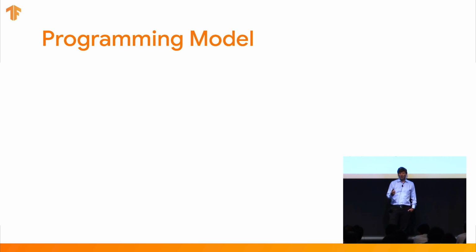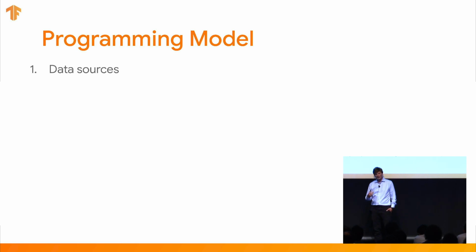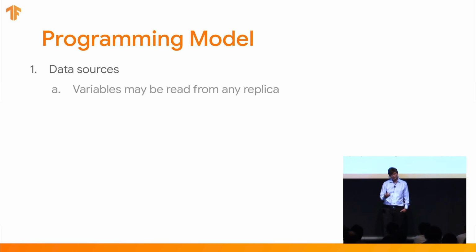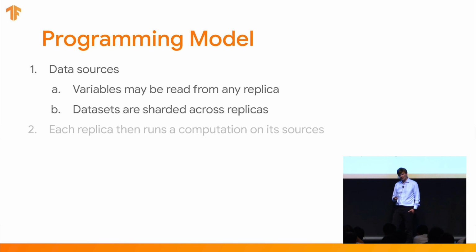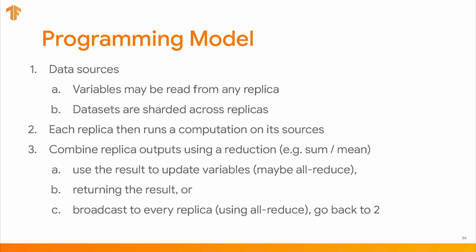The prerequisite for your custom training loop to be distributable using the distribution strategy API is that it has to adhere to the following programming model. In particular, as far as data sources are concerned, your variables may be read from any replica, but the input data that's used for training will be sharded, meaning divided into disjoint sets that will be accessed exclusively by one replica. Each replica performs computation on its sources, and then the computation is combined using a reduction. So in essence, this programming model is that of all-reduce synchronous training, but it can be implemented using lower-level TensorFlow APIs.